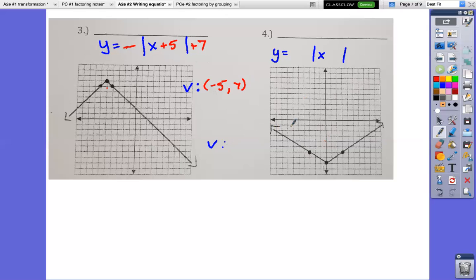Next one, my vertex looks like it is 0, and then down 1, 2, 3, 4, 5, 6, 7, 8. So 0, negative 8. I can, of course, write plus 0 or minus 0, but I don't need that either. So it's just going to be minus 8.